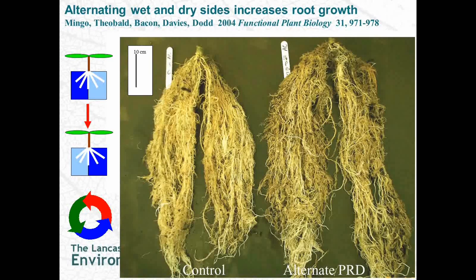This response also seems to be prevalent in the field as a response to partial root zone drying. And I suspect this is one of the major reasons why partial root zone drying manages to maintain yield with less water being applied, because of its ability to stimulate root growth, to allow those roots to access water deeper in the soil profile and maintain plant growth.